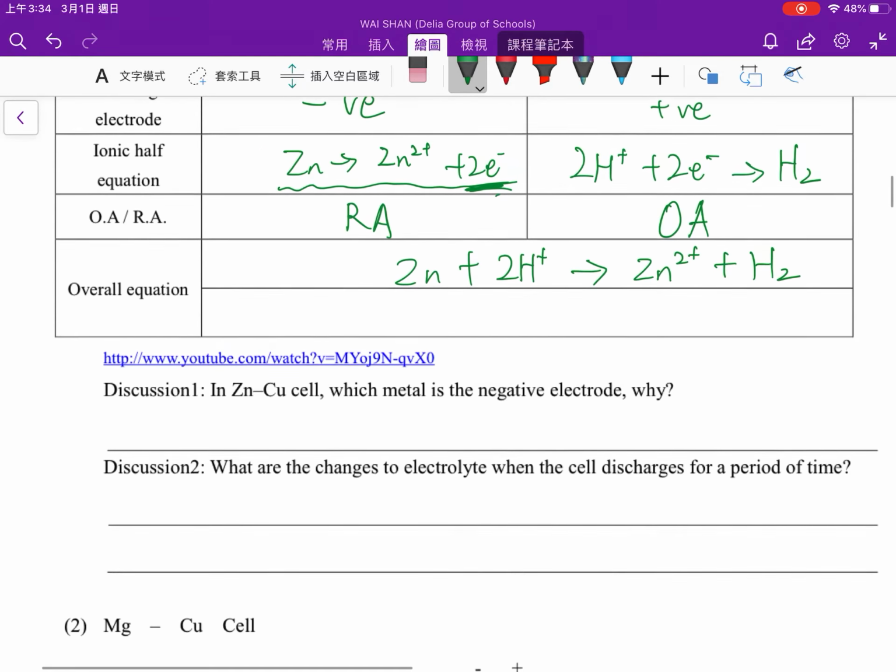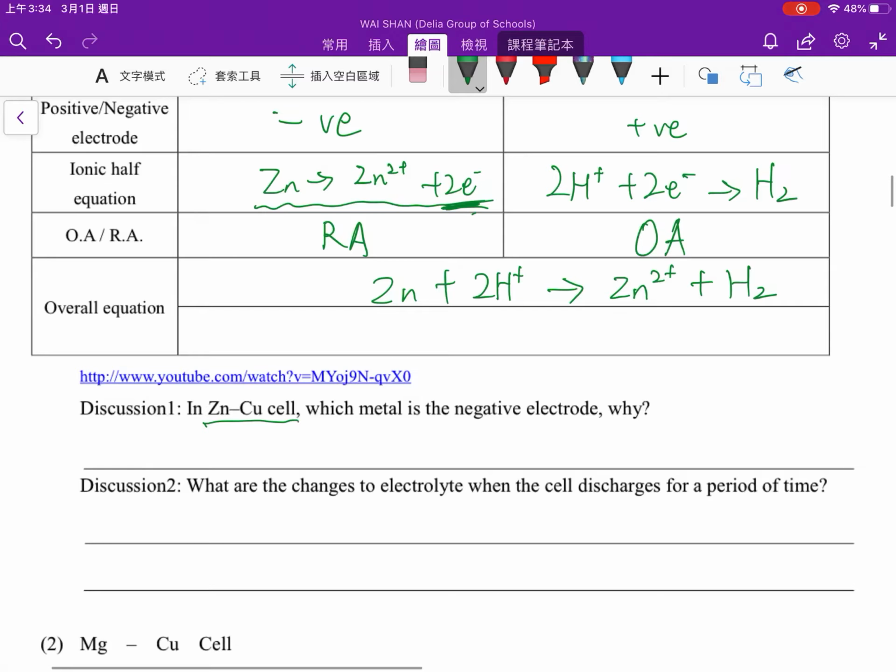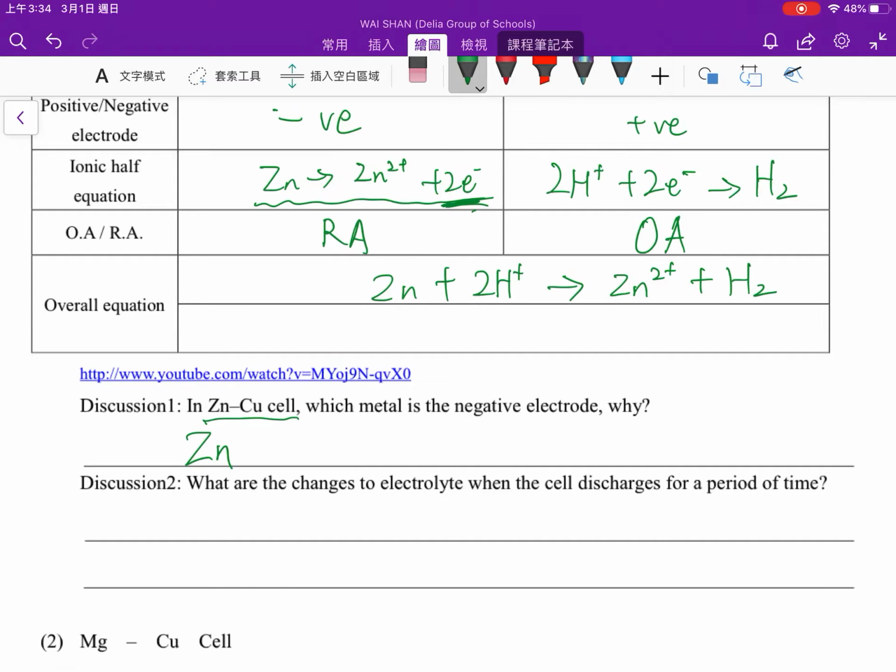And then in the zinc copper cell, in this chemical cell, which metal will be the negative electrode? The voltmeter tells us that it's zinc, because zinc is connected to the negative terminal of the voltmeter, and then it gives us a positive reading. So zinc is the negative electrode. And according to what you know, why is it zinc losing electron but not copper? Why will zinc preferentially lose electron but not copper?